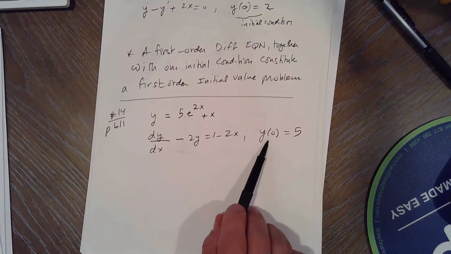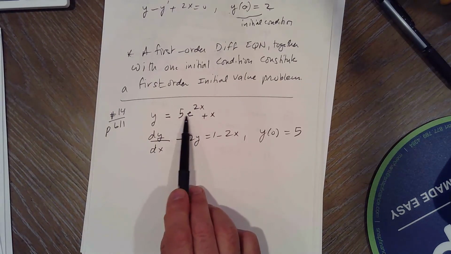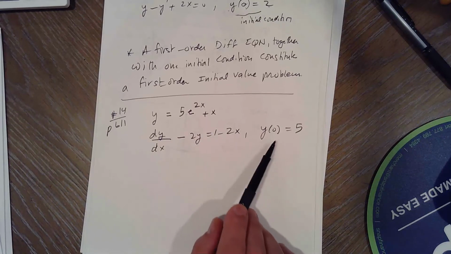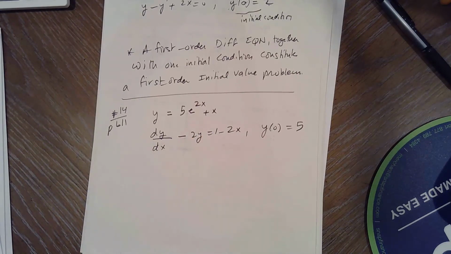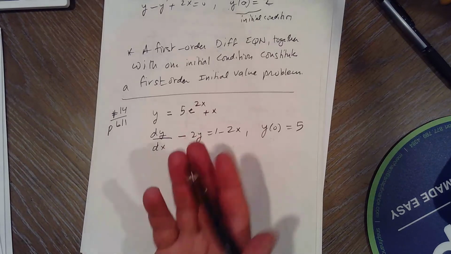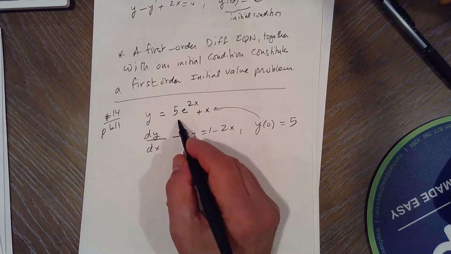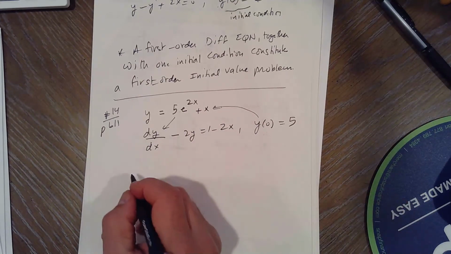You can see, if you put a 0 for x, e to the 0 is 1, 5 times 1 is 5, plus 0 is 5. So the initial condition always has to satisfy the solution of that equation. And then when you plug it into the differential equation, it has to be a true statement.